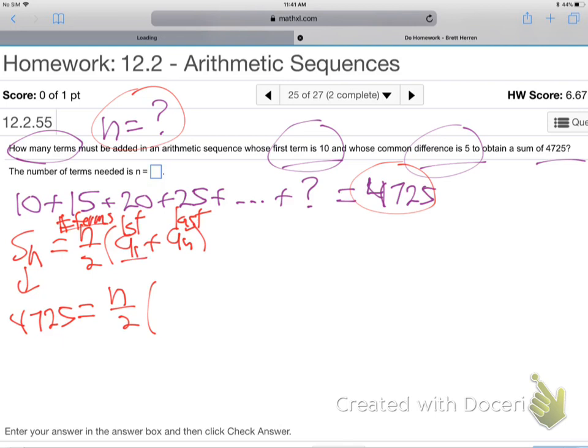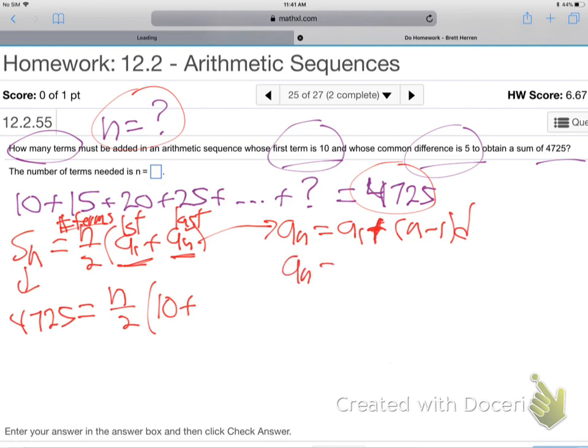So do I know the first term? Yeah, that's 10. Do I know the last term? No. I don't know the last term. So what do I do whenever I don't know something? Go use the other formula. an is a1 plus (n minus 1) times d, so it's kind of the same thing. That's how we always do that.